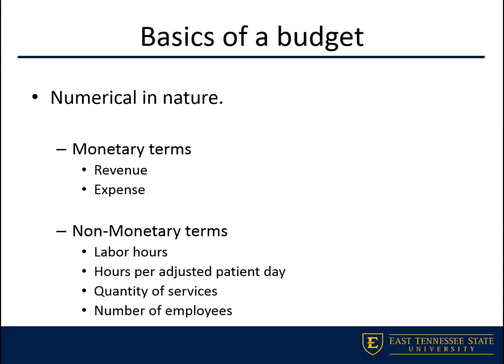Now, if we look at our non-monetary terms, we start with labor hours. This is generally just how many people are working. What does your work staff look like right now? When we get down to the hours per adjusted patient day, we're back to talking about healthcare in particular. When a budget is created and put together, it's really written by the revenue coming in, and it's defined in the form of customers, or in our case, in the form of patients.